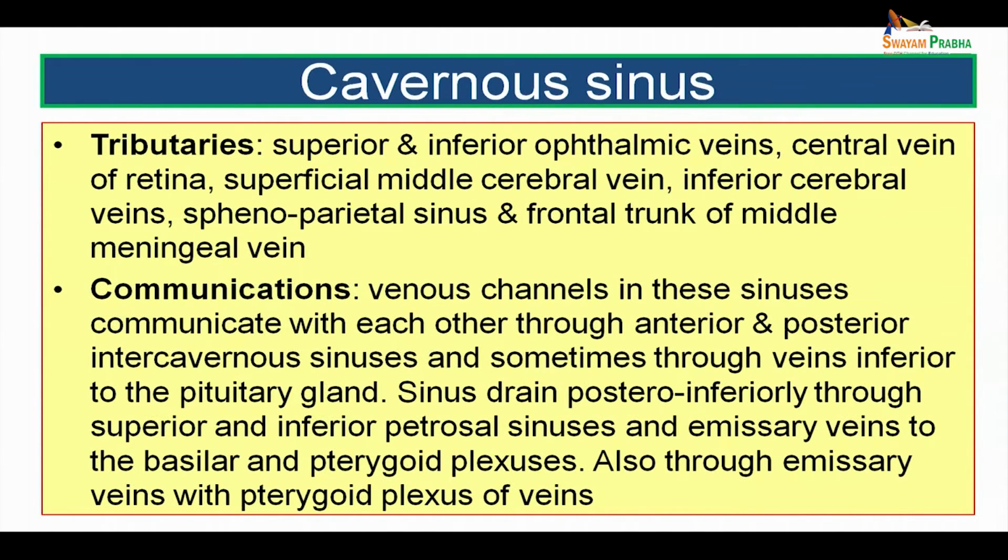The sinus also drains postero-inferiorly through the superior and the inferior petrosal sinuses. The superior petrosal sinus communicates posteriorly to the transverse sinus at a point where the transverse sinus continues as the sigmoid sinus, while the inferior petrosal sinus communicates posteriorly into the sigmoid sinus, the point where it continues as the internal jugular vein. The cavernous sinus also communicates with the basilar venous plexus and the pterygoid plexus of veins through emissary veins.